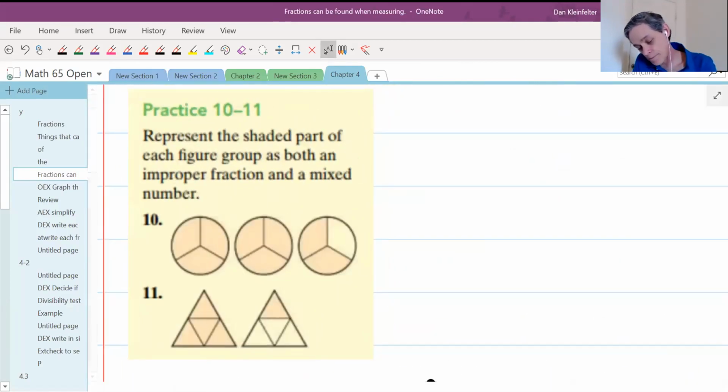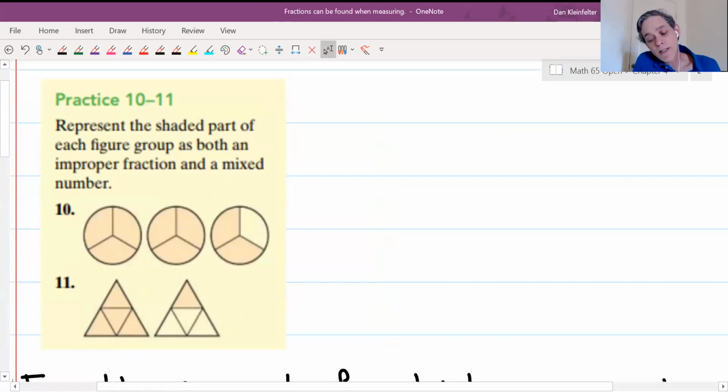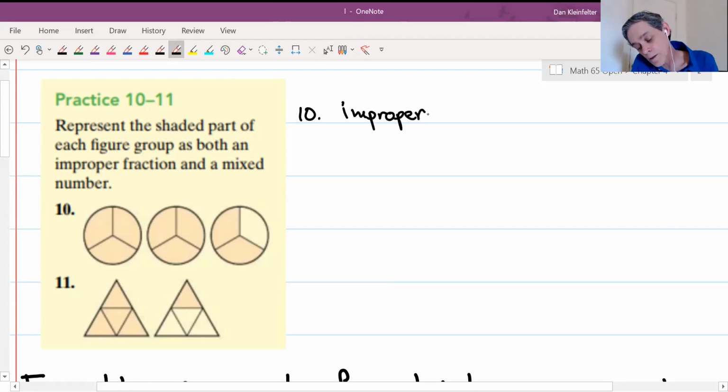Okay, examples. So here we want to represent the shaded part of each figure group as both an improper fraction and a mixed number. So let me do the first one. So for number 10, let's go with the improper fraction first. Okay, so here it looks like one whole would be one of these circles. Each one is divided into 3 parts, so it looks like this problem is about thirds. And how many thirds are there? I see 1, 2, 3, 4, 5, 6, 7, 8 of those thirds. So this value represents 8 thirds.